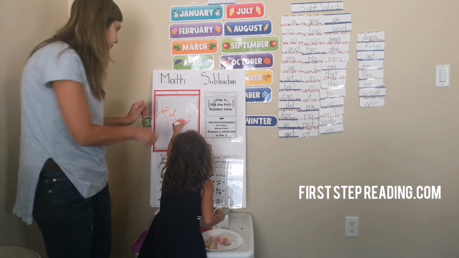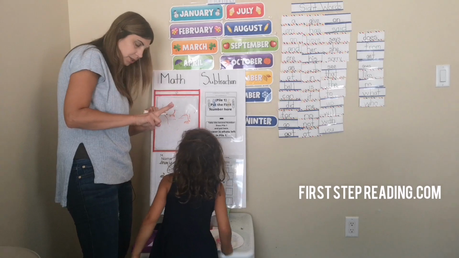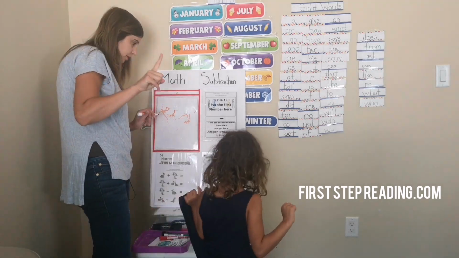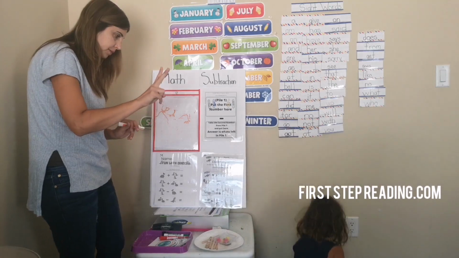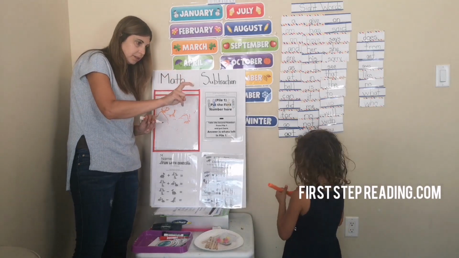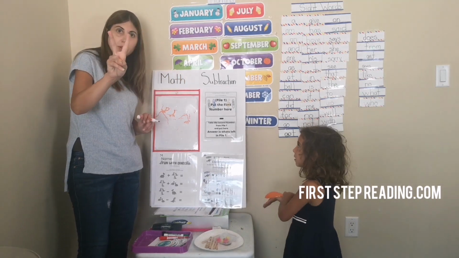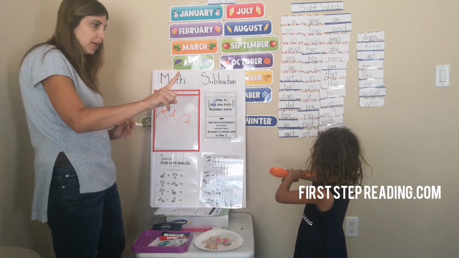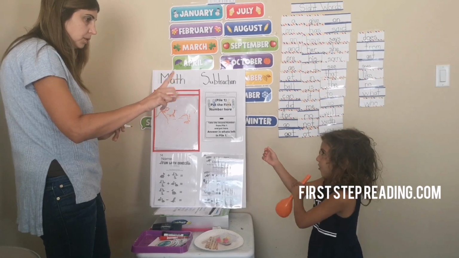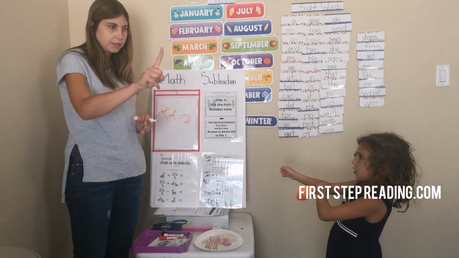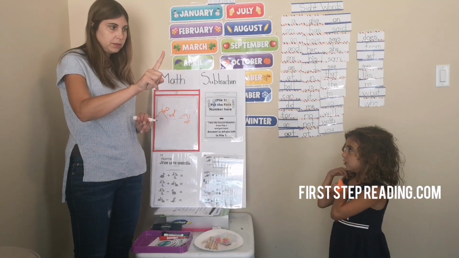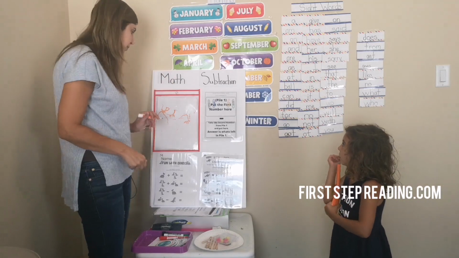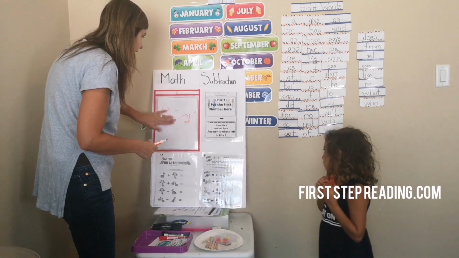Nope. You have 2 dinosaurs and 1 leaves. Look at my fingers. Here's my dinosaurs. Look, Haley. 2 dinosaurs and 1 leaves. How many are left? 2 and 1 leaves. There's only 1 more, right? So let's try that again.